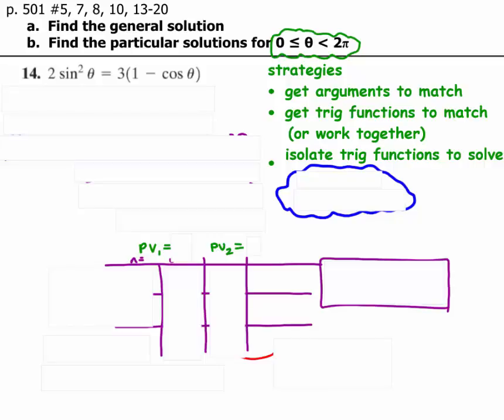Okay, so today we're going to continue on solving trig equations, but this time we're going to have to do a little bit more work. We're going to have to manipulate the equations, sometimes using the properties, in order to get this job done.